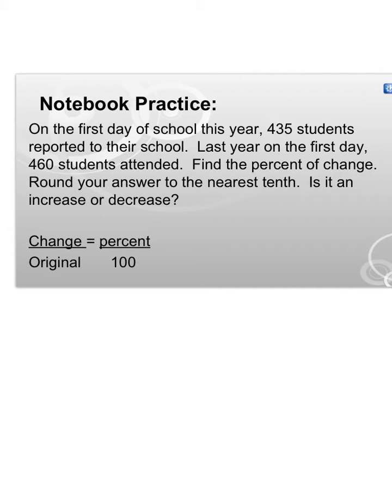All right, same deal on this one. You're going to read it to yourself, and when you're ready to work it, pause me. Start me back up again when you're ready for checking.